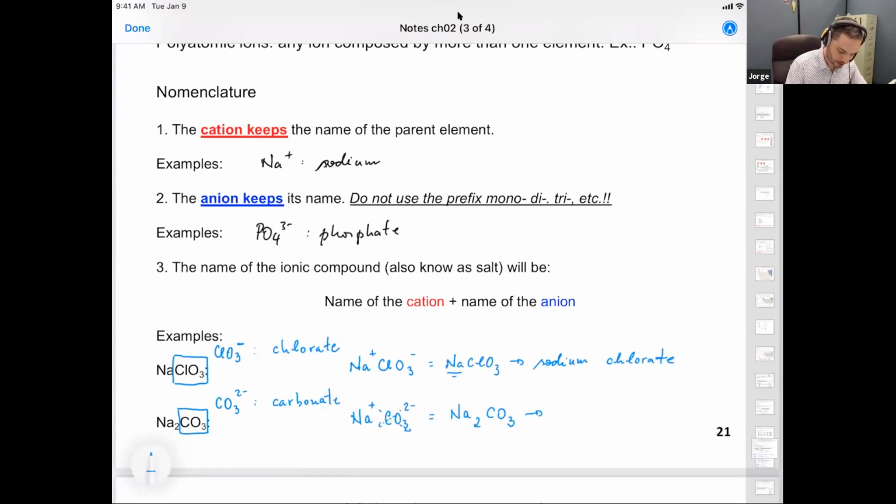And finally, the name for this compound is going to be first the name of the cation, then a space, and then the name of the oxoanion. So we have here sodium carbonate. The formula for this salt is Na2CO3.